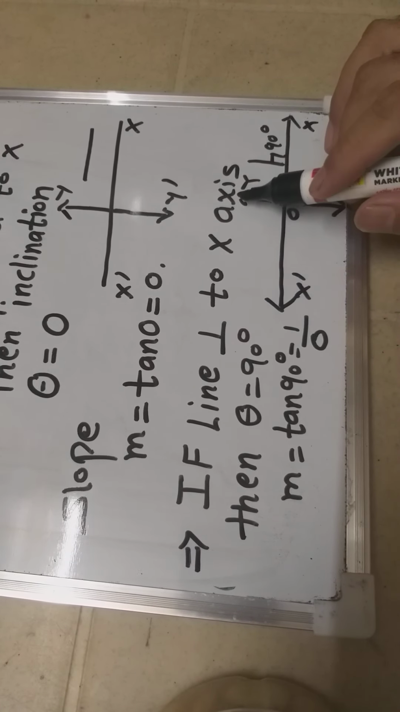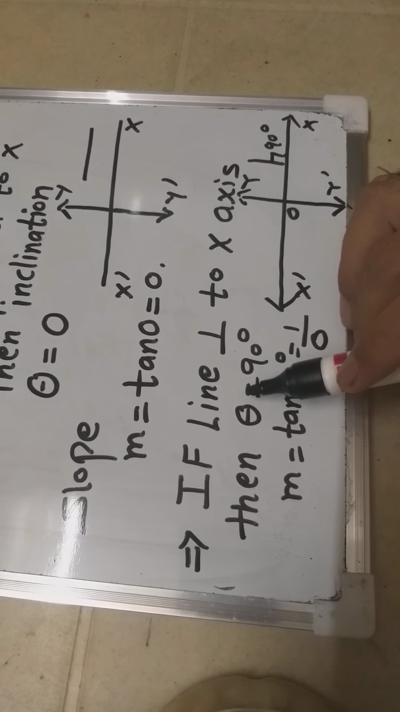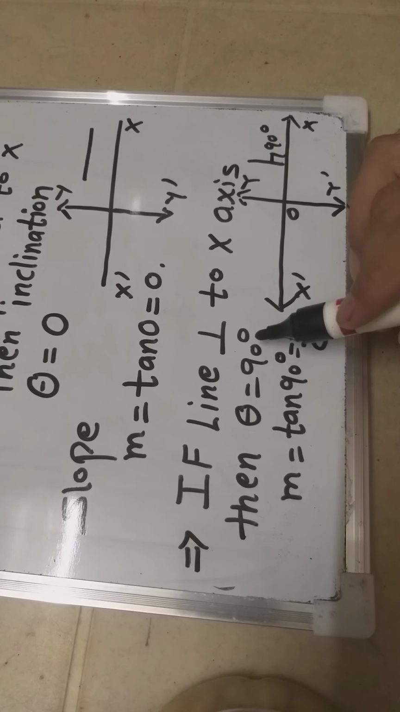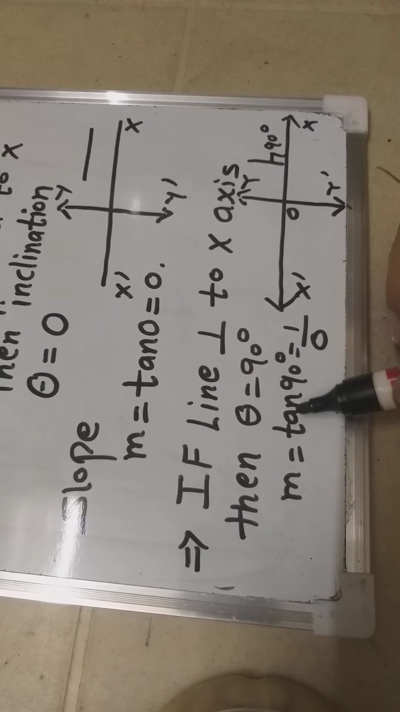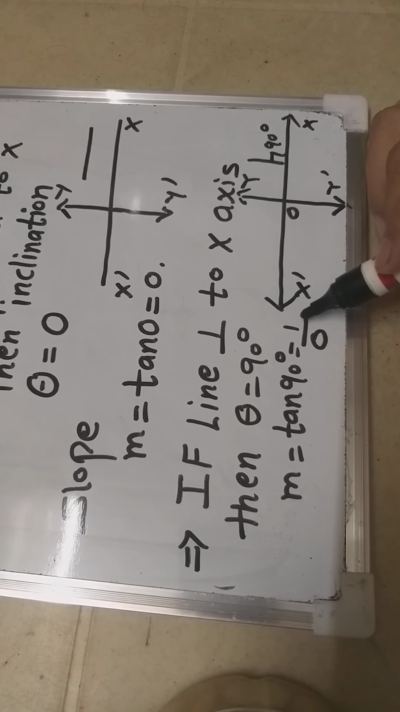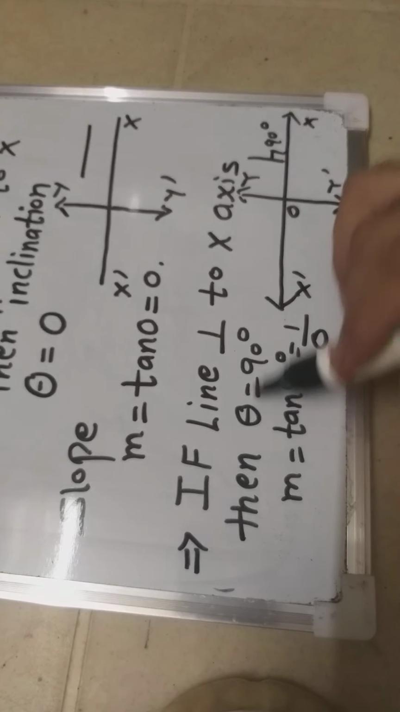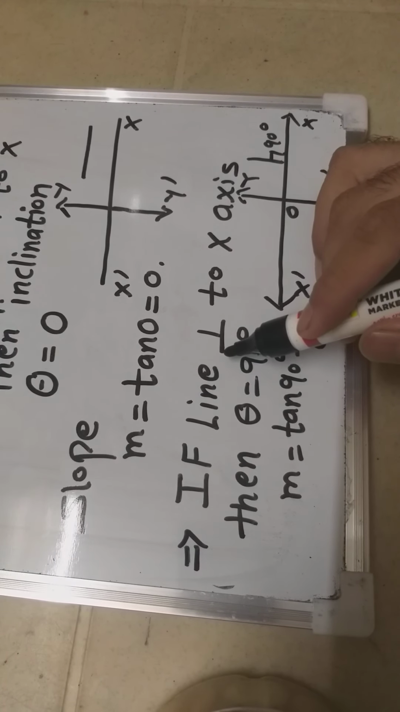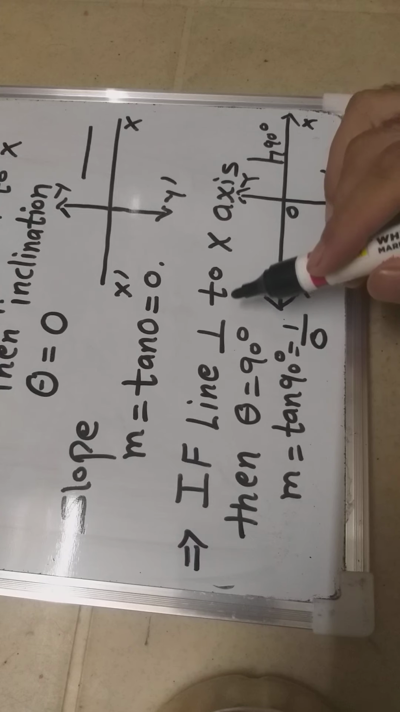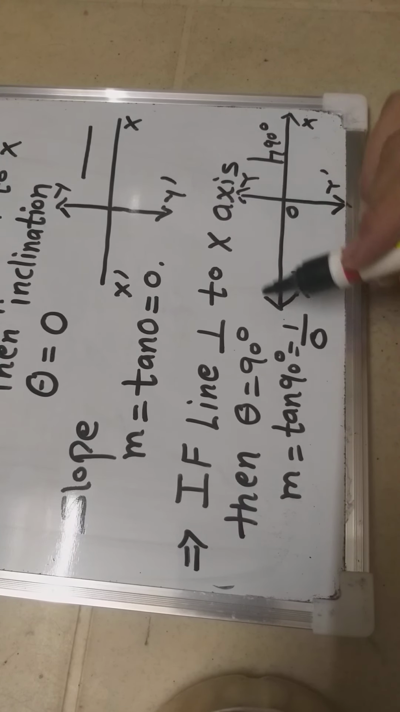If a line is perpendicular to x-axis, then your inclination theta will be 90 degrees and m equals tan 90, that is 1 upon 0. Never write it as infinity, you will write it as 1 upon 0, because when we solve questions and the condition is that the line or tangent is perpendicular to x-axis, then you will consider its slope 1 upon 0.